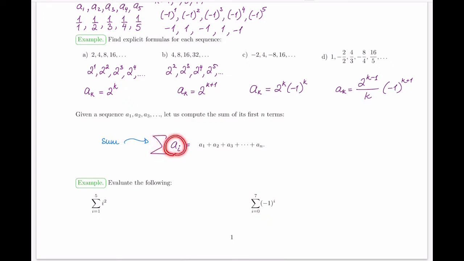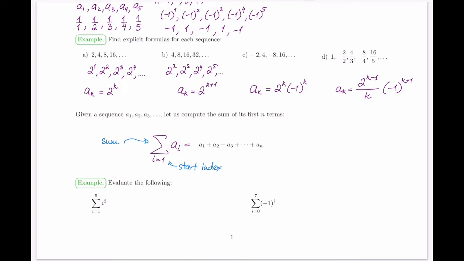Now, I'm adding up a bunch of terms, but next I need to specify what am I starting at and where am I finishing my sum. So that's what's going to go on the bottom of the sequence. I'm going to say that my initial index that I'm starting with is 1. So this is my start index.